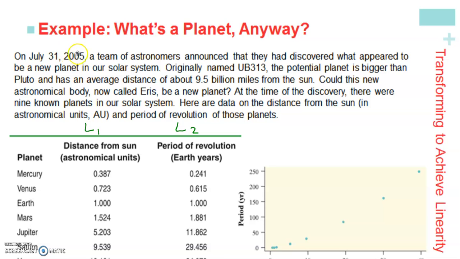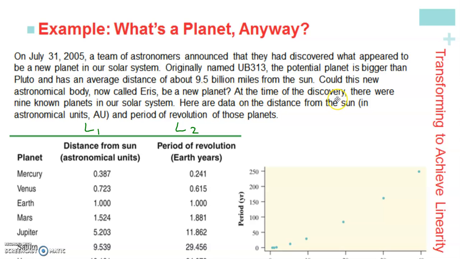On July 31st, 2005, a team of astronomers announced that they had discovered what appeared to be a new planet. It was originally named UB313. The potential planet is bigger than Pluto, and it has an average distance of about 7.5 billion miles from the Sun. So could this new astronomical body, now called Eris, be a new planet?